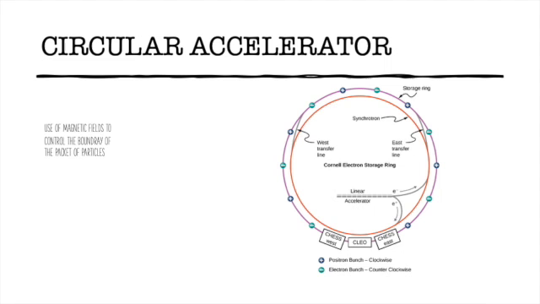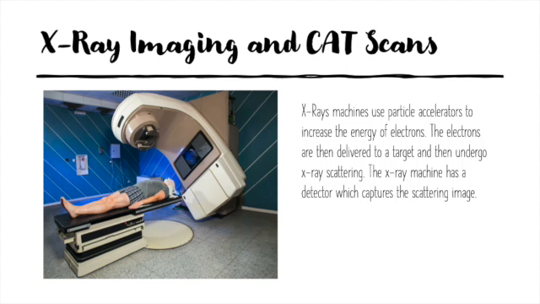So this is an example of a particle that goes through a linear accelerator, and then it goes through a circular accelerator for that good top-end speed. The main difference between circular and linear accelerators is that circular accelerators use magnetic fields to drive the charged particle.